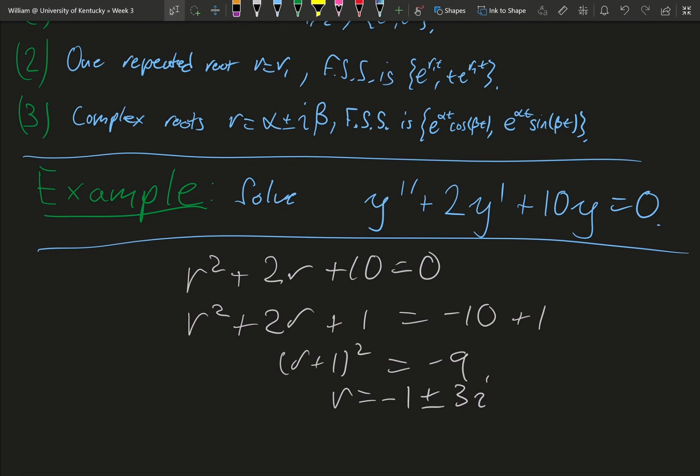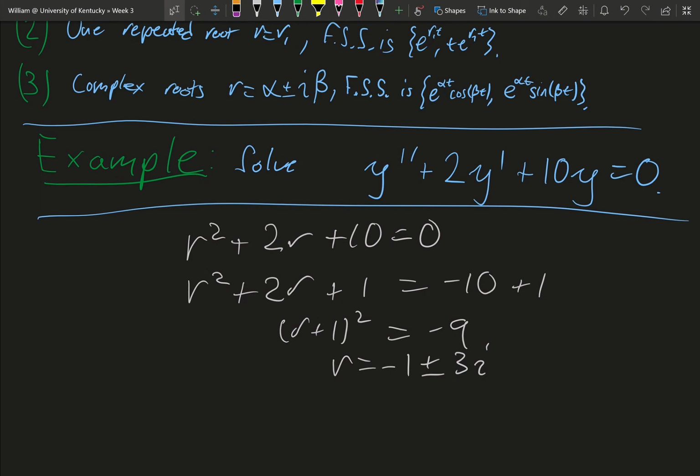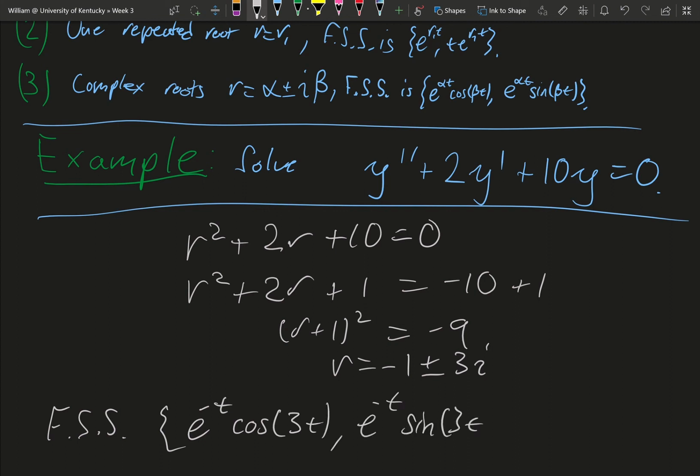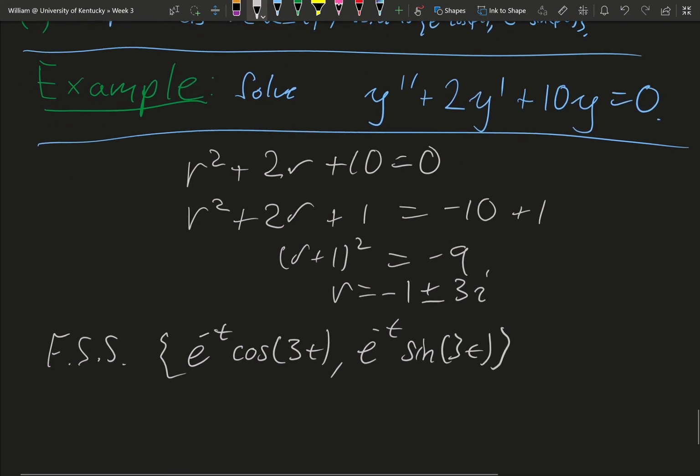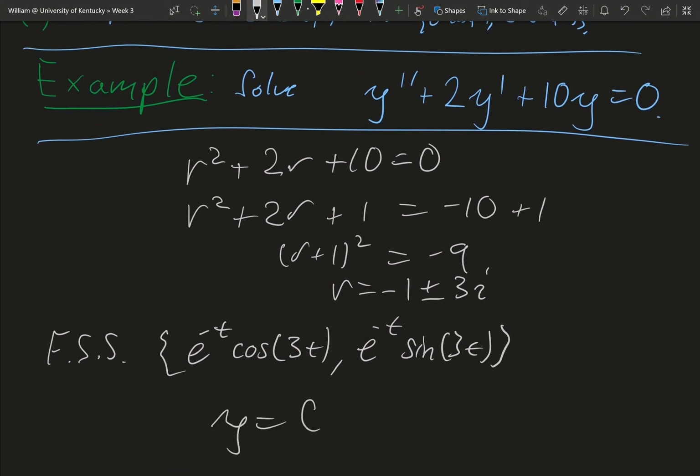You don't necessarily have to write out that full thing. We just know it's of this form, so our fundamental set of solutions is e to the negative t times cosine of 3t, and e to the negative t times sine of 3t. And so our general solution is c1 e to the negative t cosine of 3t plus c2 e to the negative t sine of 3t.